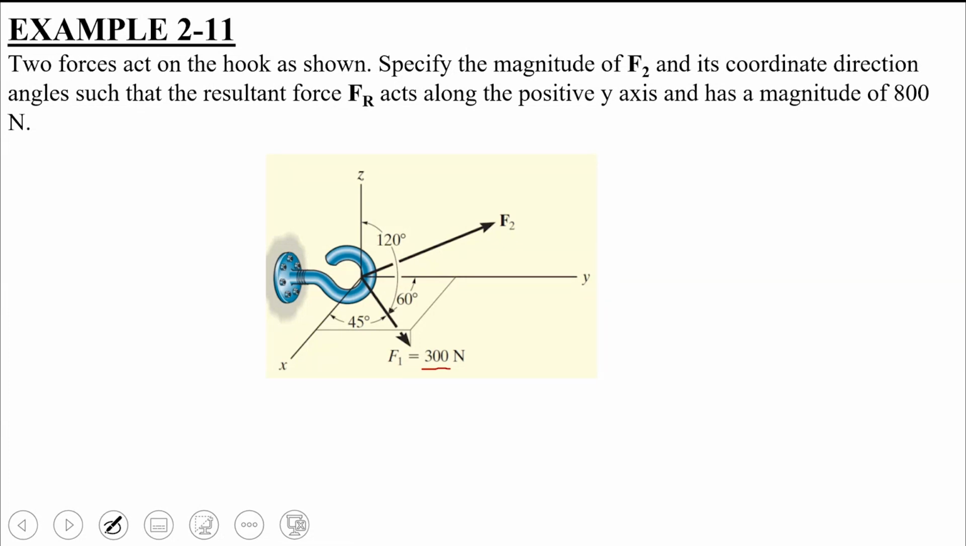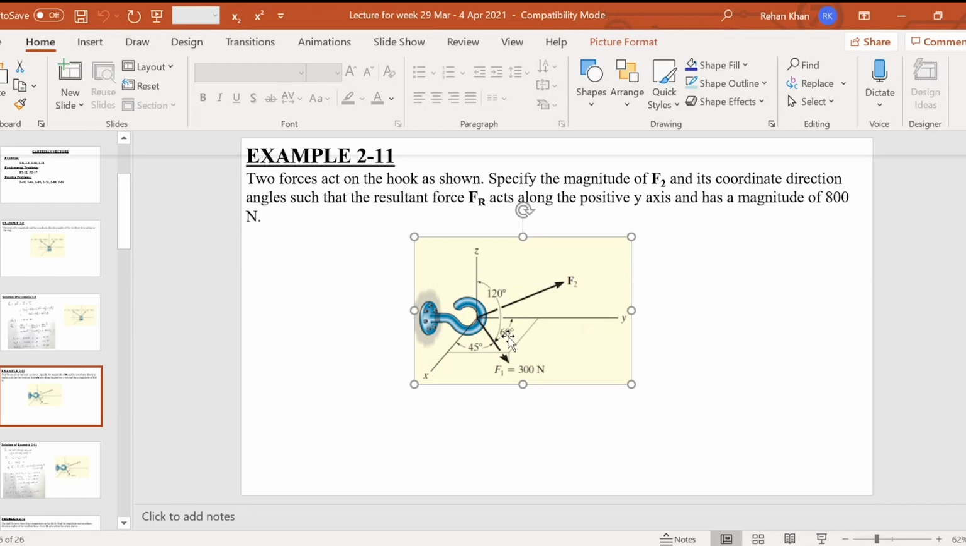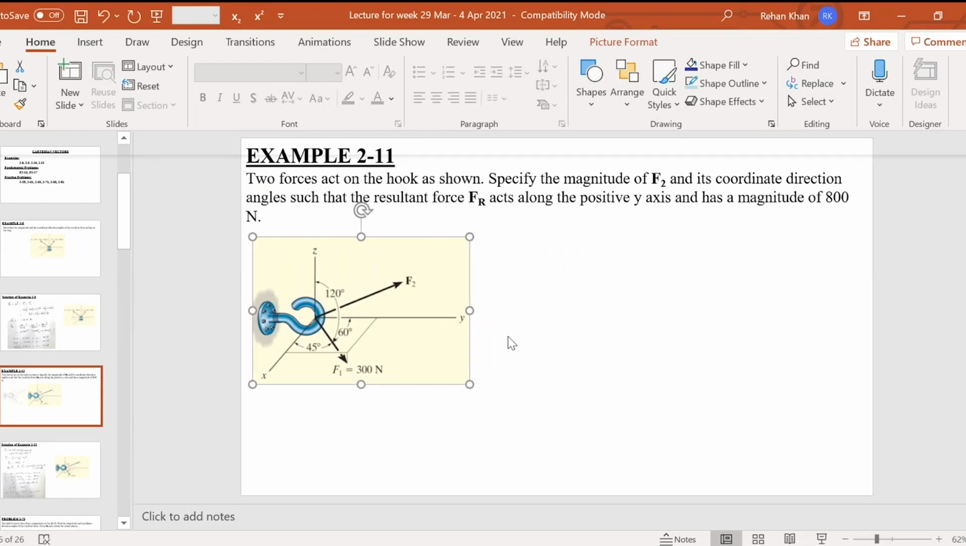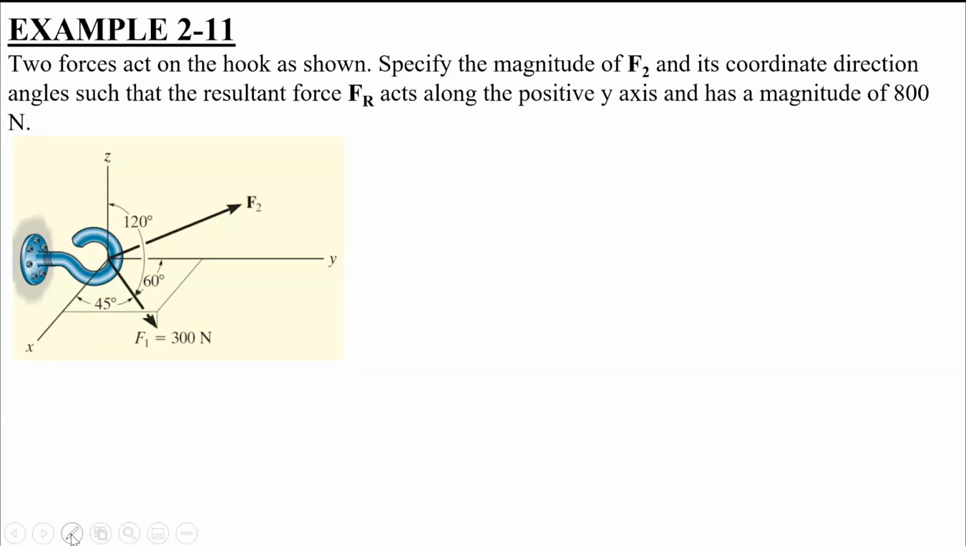ठीक है, उसके अलावा आपके पास जो second force है, which is this force F2, its magnitude as well as coordinate direction angles are not known to us. However, the resultant of these two forces is a force Fr acting along the positive y-axis and has a magnitude of 800 Newton. तो आपके पास जो है वो F2 तो unknown है, लेकिन Fr जो resultant है इन दोनों का वो आपको known है कि it is a force having a magnitude of 800 Newton and it is acting along the positive y-axis. अब इसको सॉल्व करने के लिए हम वही कार्टेशियन वेक्टर नोटेशन वाला तरीका इस्तेमाल करेंगे. थोड़ा सा फिगर मैं साइड पे कर देता हूं ताकि सोल्यूशन हम यहीं करते रहें.